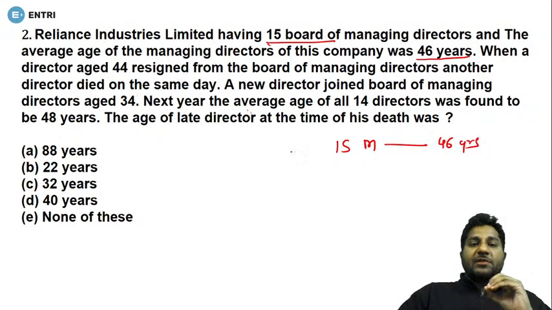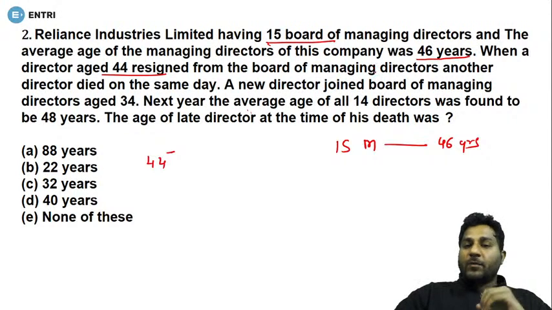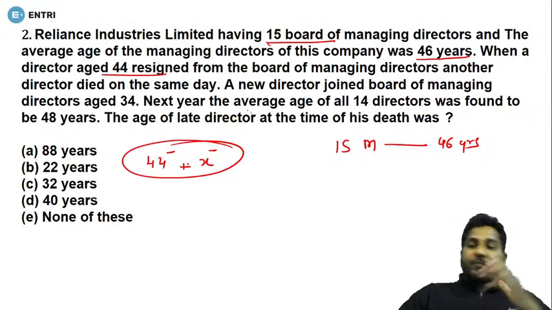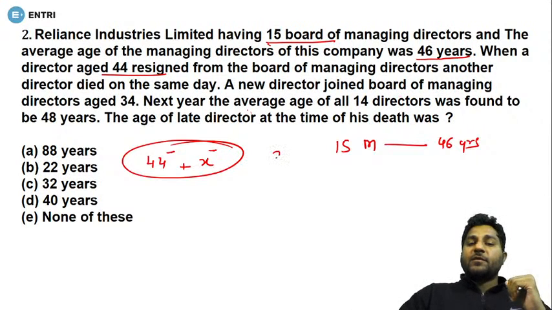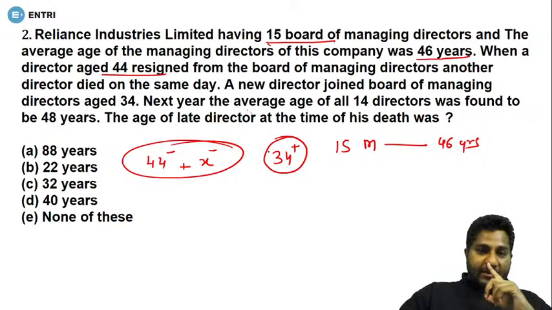When a director aged 44 resigned from the board, and another director died on the same day, let's say his age was X. That one has also gone. That means we have been left with 13 members. A new director joined the board at the age of 34. So only one director has arrived. Next year the average age of all the 14 directors will be 48 years.